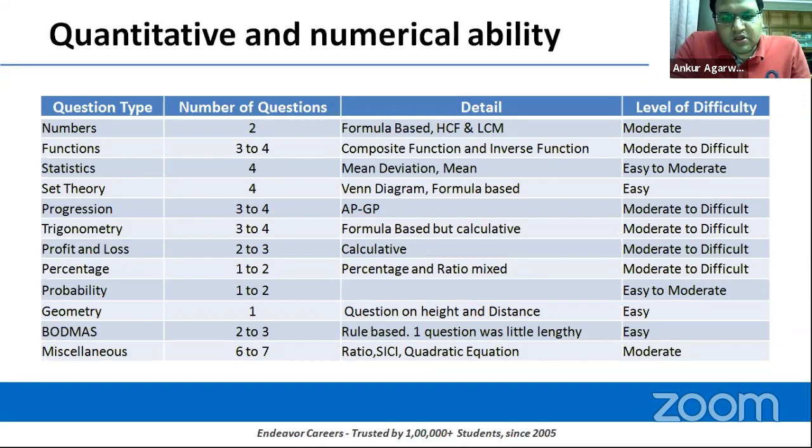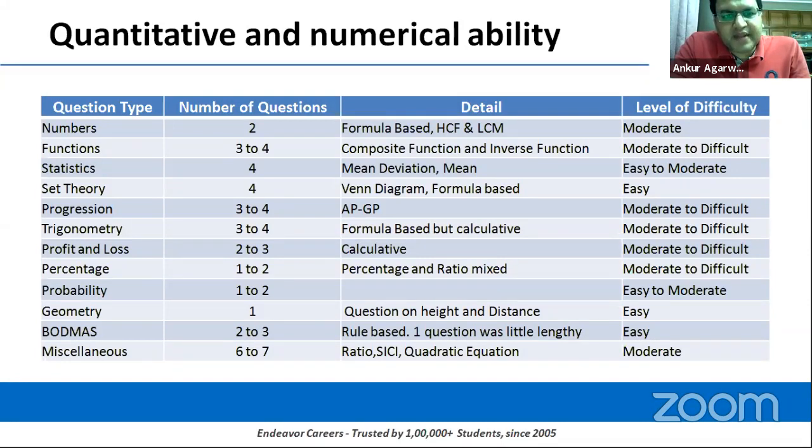And then, there were 6 to 7 questions on other topics like ratio, proportion, and quadratic equations, which were of moderate difficulty level, right? Overall, from the entire sectional perspective, the entire section appeared to be very similar to how it was on day one, in terms of the difficulty level as well as the topic-wise distribution, right?